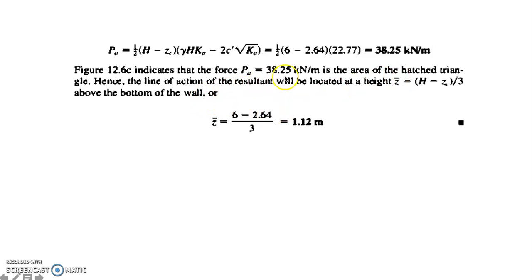If you're going to get the location of the resultant force, this is now Z bar is equal to H minus Z sub C all over 3. So basically this would be 6 minus 2.64 all over 3, which gives us 1.12 meters. So this is the location of our Rankine active force after the tensile crack.